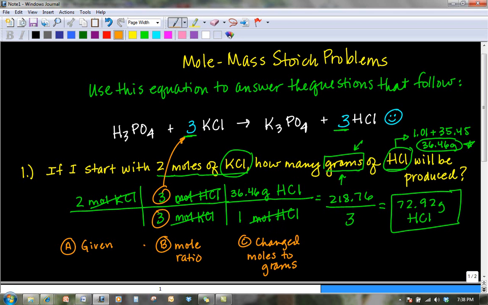I just want to make one further observation that here in step B, when you use the mole ratio, you're changing the conversation. We started with KCl, but here by using the mole ratio, we're able to switch from KCl to HCl and then finish out the problem.